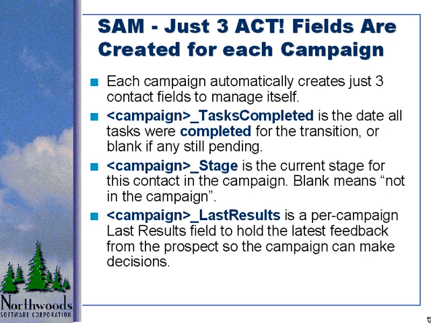There's one final field, which is the last results field, which is a per campaign last results, meant to be used like the last results field within ACT, but it's meant to hold the status of this contact with respect to this campaign. And it can be used by the salesperson to give hints back to the campaign about how the campaign should execute. So you might use last results to say, after a phone call, for example, to trigger a transition to a high priority lead versus a low priority lead.